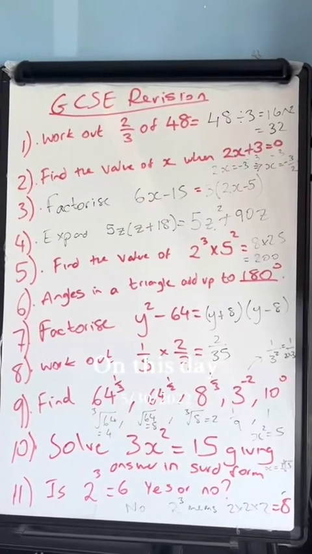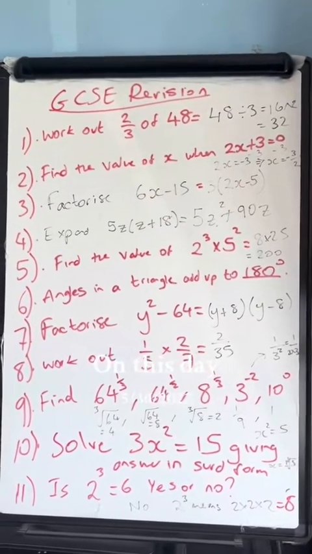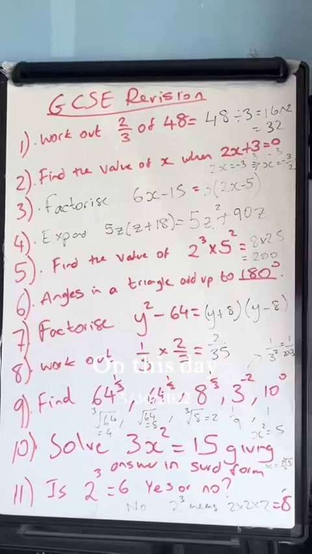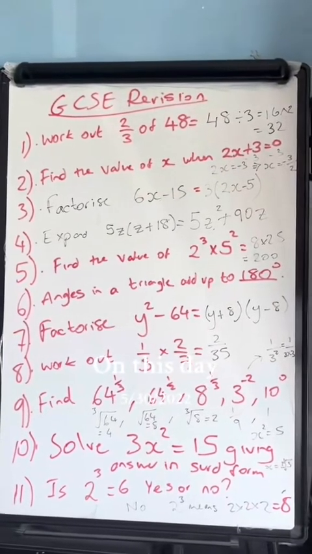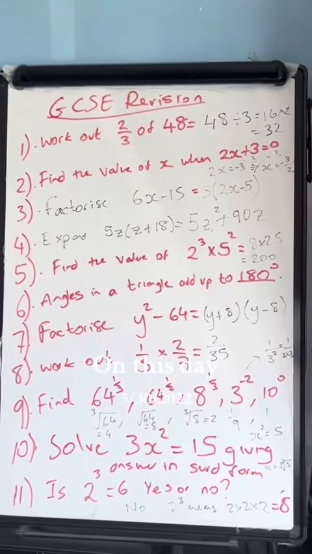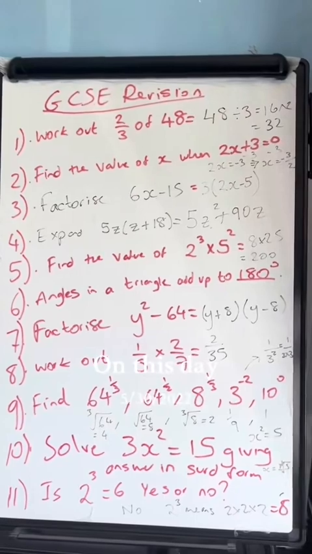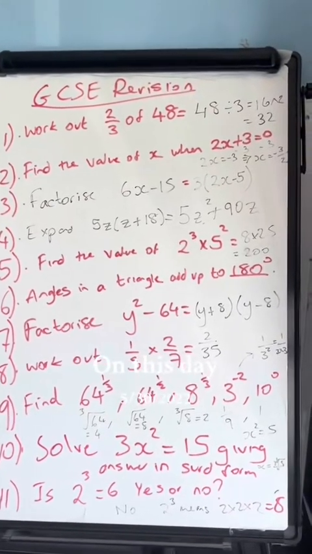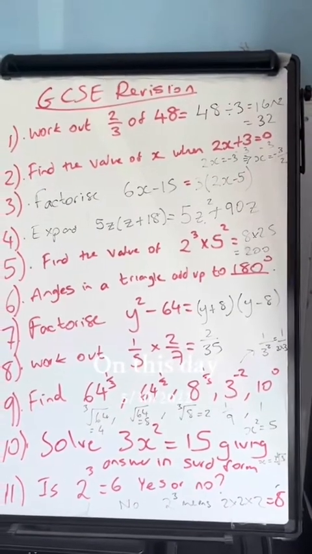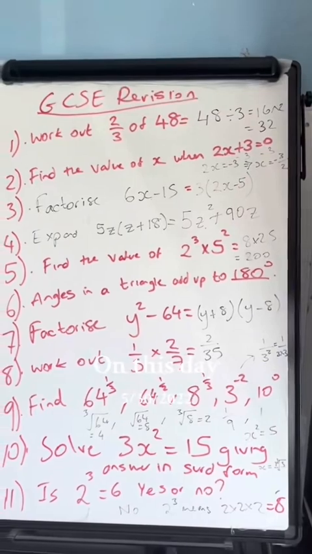This is question number 3. 6x minus 15. Factorize this, so put it into a single bracket. The highest common factor of 6 and 15 is 3. So 3 is the biggest number that goes into both 6 and 15. That is the largest possible number that goes into both. So 3 brackets 2x minus 5, brackets closed.